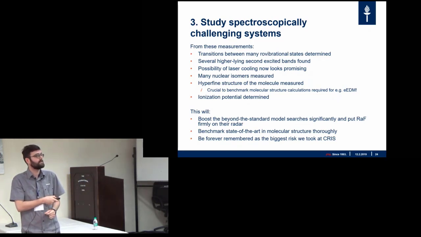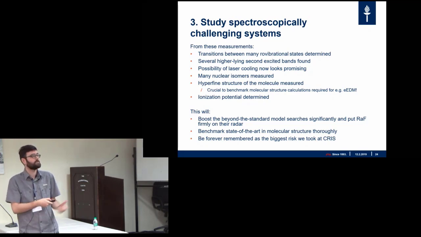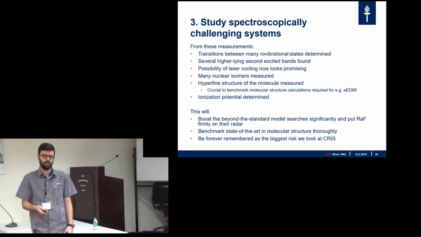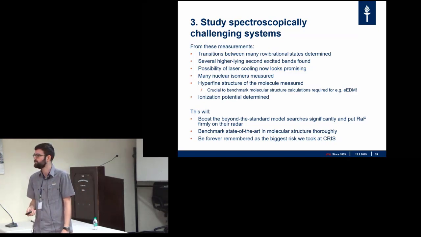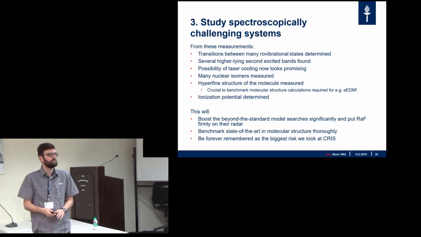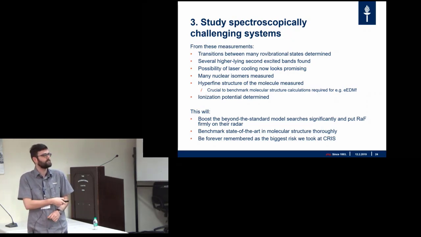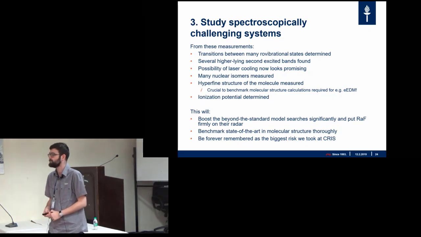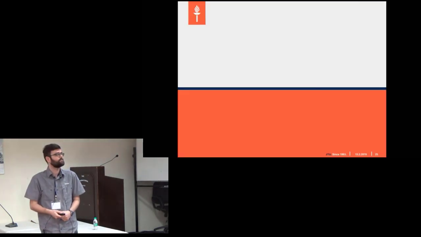And we also could measure the hyperfine structure of this molecule, which apparently is really needed to benchmark molecular structure calculations as well. So huge output, and I should stress, none of this we really expected. Again, we were hoping to maybe see one resonance, and then we saw thousands. So that was an interesting change. And I think it should also be remembered forever as the biggest risk we ever took at CRIS, but perhaps also the biggest payoff we've ever had as well.